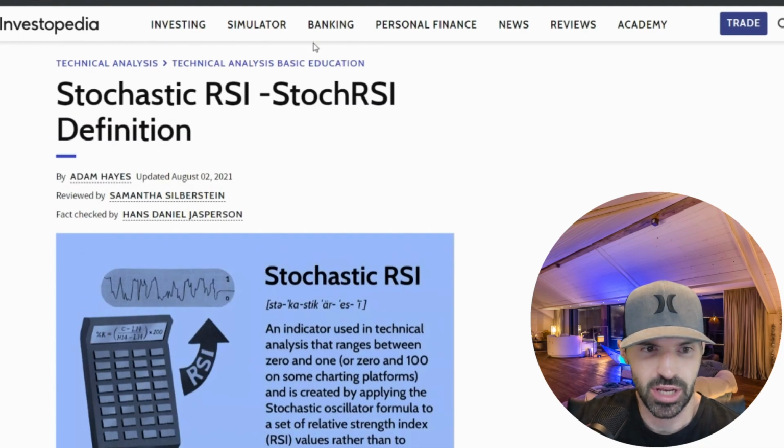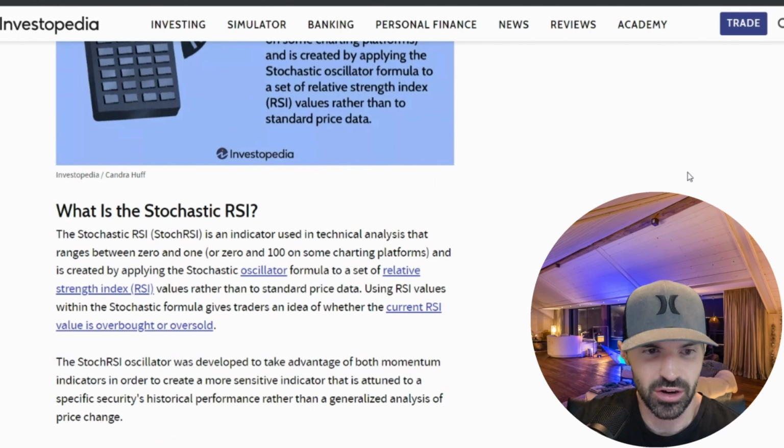So what is the stochastic RSI? The stochastic RSI is an indicator used in technical analysis that ranges between 0 and 1, or 0 and 100 on some charting platforms, and is created by applying the stochastic oscillator formula to a set of relative strength index (RSI) values rather than to standard price data.